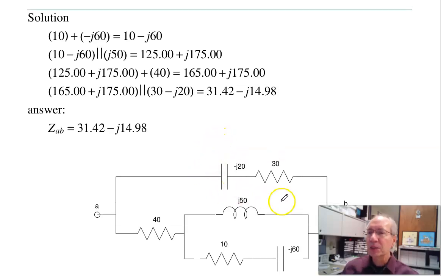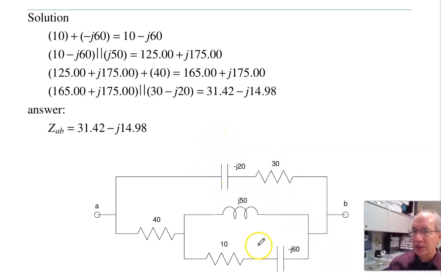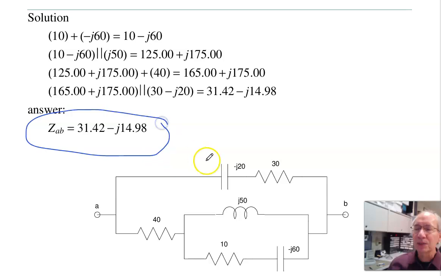So carrying on, here's what you're doing. I first figure out what's in series and parallel. These are in series, that's 10 minus j60, in parallel with j50, gives you that number. We'll talk about that a little bit more in a sec. In series with 40, in parallel with 30 minus j20. When I'm done, there's the answer.